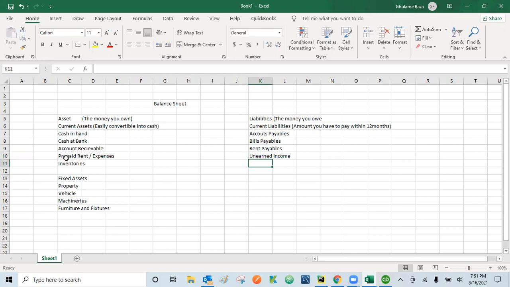Let's say if I don't want to work on this project, I can return this money back and then I'm done. So it means I have not earned that income. So that will be part of my liabilities. If I don't want to work on it, I have to return this money. So that's why this is unearned income. Then we have the long-term liabilities.